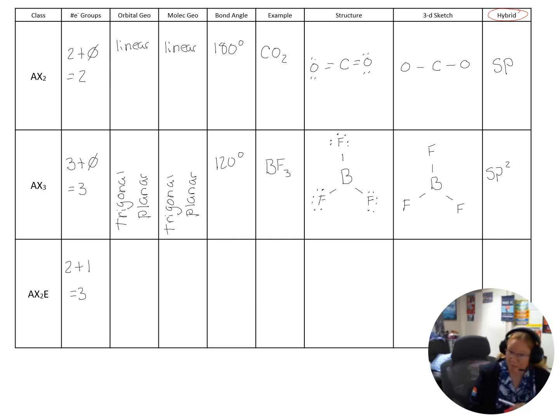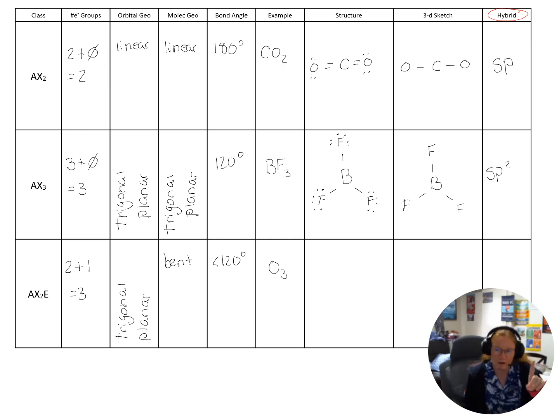All right, and then last on this page, I have 2 bonding and 1 lone pair with our AX2E classification for a total of 3 electron groups. And so our orbital geometry is trigonal planar. And our molecular geometry now is bent. Okay. All right, and this is where we get our less than 120-degree bond angles. Okay, ozone is a common example of this one.